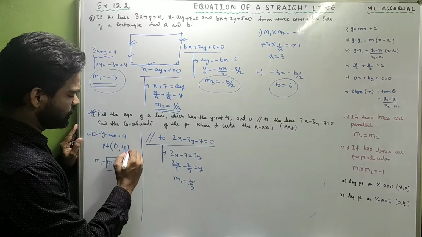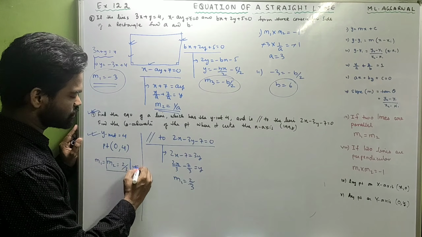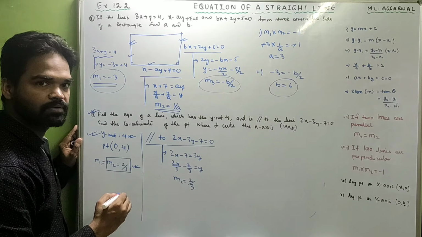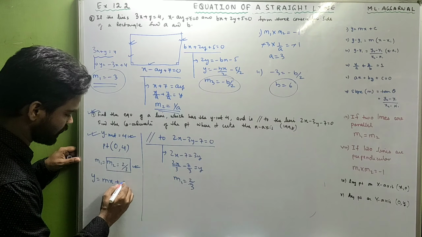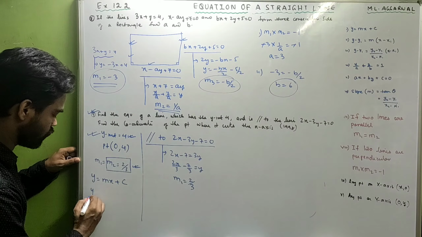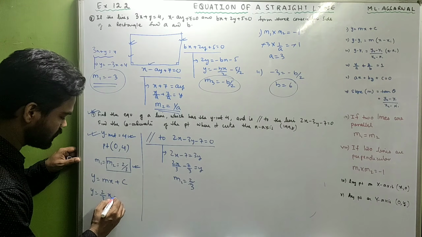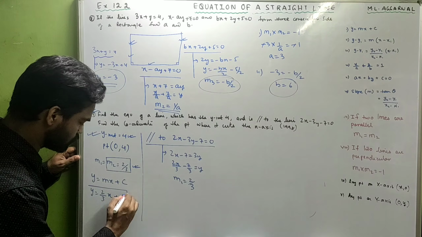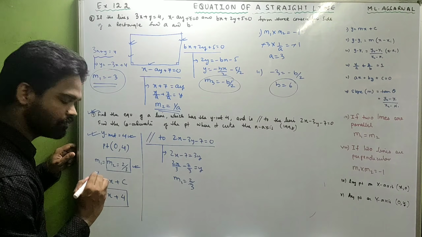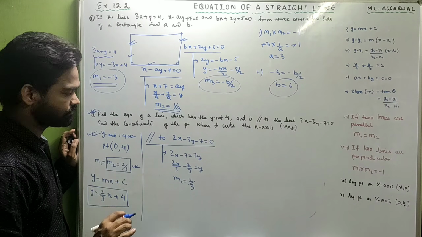Now, we don't need this point also. See, we have slope, we have y-intercept. So use the formula y equals mx plus c, where m is the slope. So y equals 2 by 3x plus c. C is the y-intercept, which is 4. So this is the equation of the line. Am I clear or not?